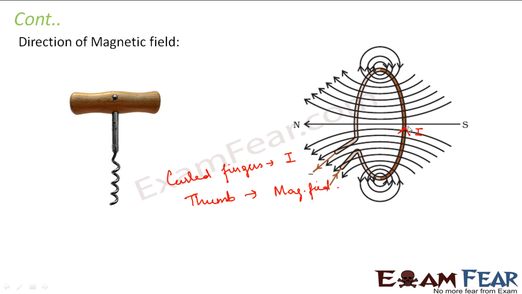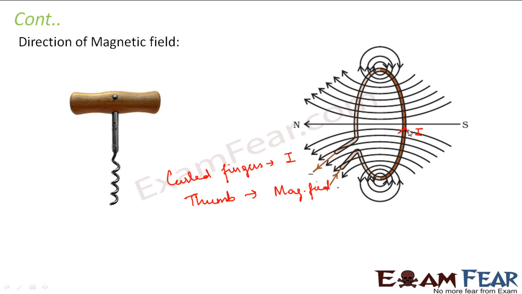So if you look at this figure, if this is the direction of current, you curl all your fingers in this direction. So where is your thumb pointing? The thumb is pointing towards yourself, right? That means the thumb is pointing perpendicular to the plane of this circular loop. So the direction of the magnetic field would be perpendicular to the circular loop and upwards. Similarly, if this current is in clockwise direction, your fingers will curl like this and the magnetic field will be pointing in the downward direction.